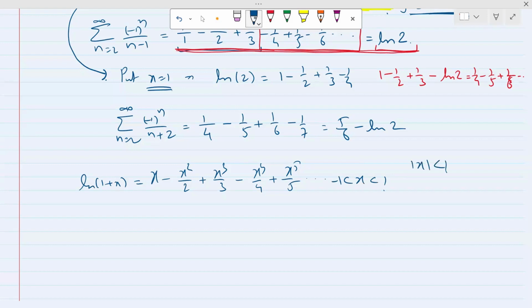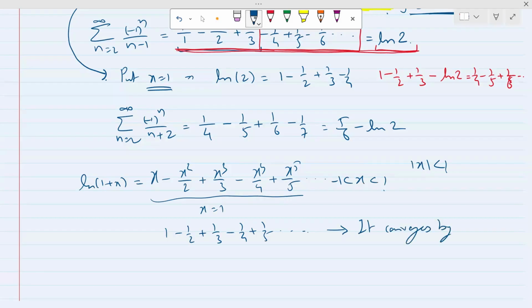Okay. So if I substitute x equal to 1 here, what am I going to end up getting? 1 minus 1 by 2 plus 1 by 3 minus 1 by 4 plus 1 by 5 and so on. And we know this is a convergent series. It converges by the Leibniz test for alternating series.